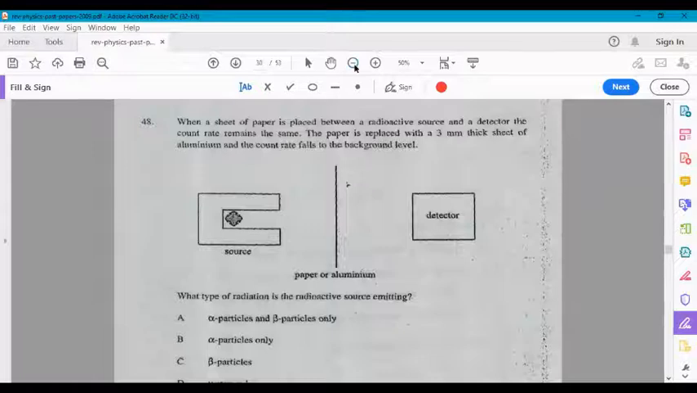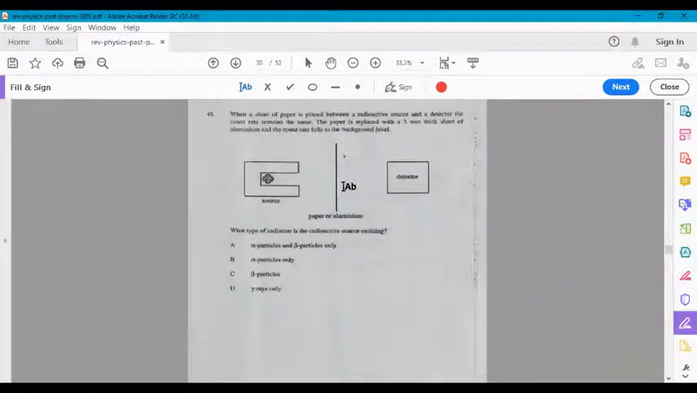Number 48, still talking about radioactivity. So we're talking about penetrating abilities here. When a sheet of paper is placed between a radioactive source and a detector, the count rate remains the same. The paper is replaced with a 3 millimeter thick sheet of aluminum and the count rate falls to the background level. So which type of radiation is the radioactive source emitting?